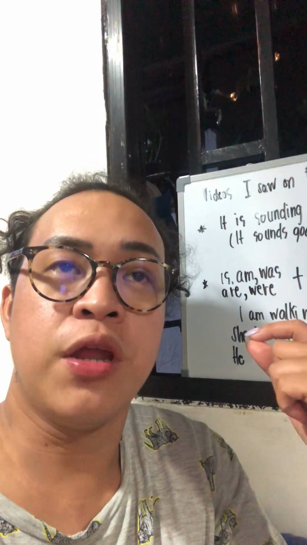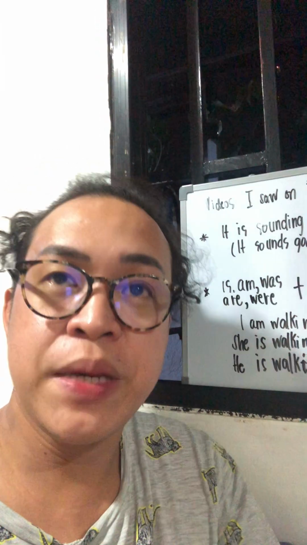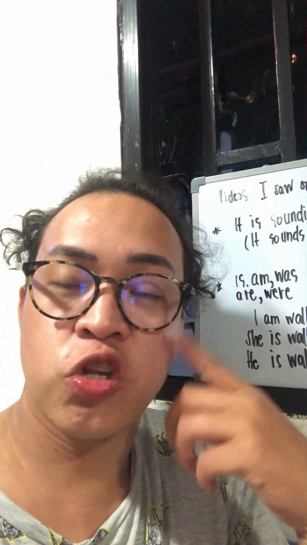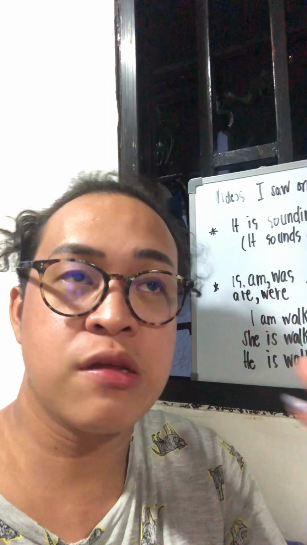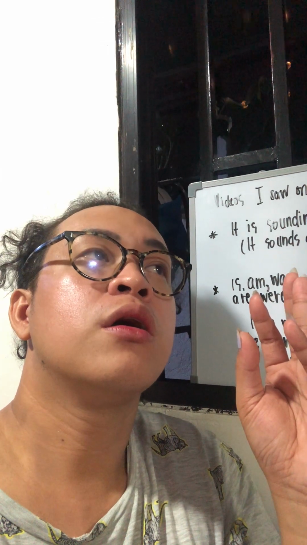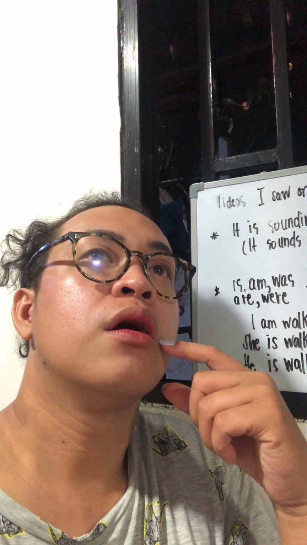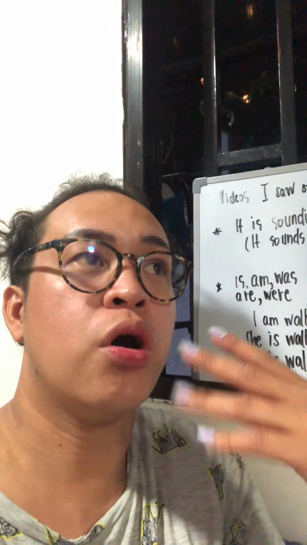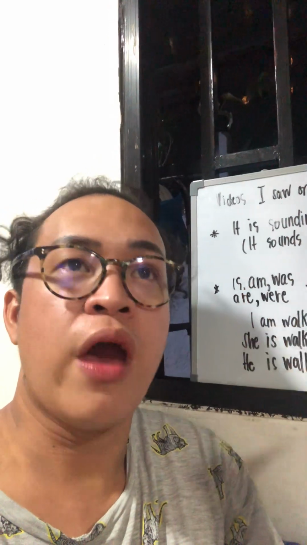Alright? So in a passive voice or in a passive sentence, the subject will only be the receiver of the action, not the doer of the action. And passive voice or passive sentences focus on the action itself, not on whoever does the action. Alright?